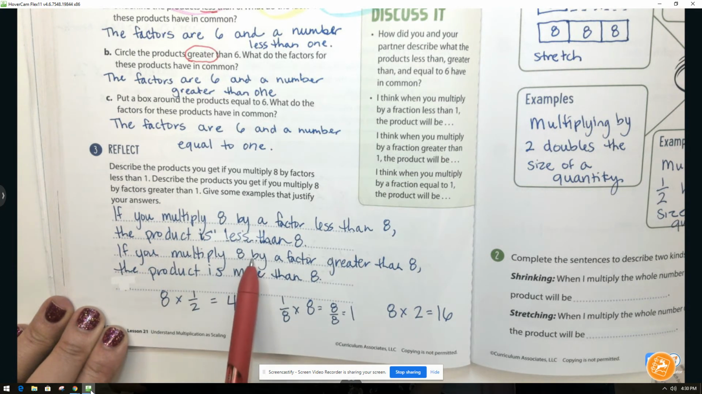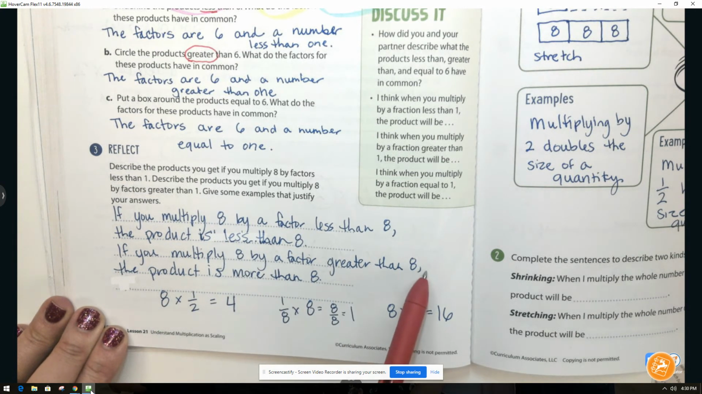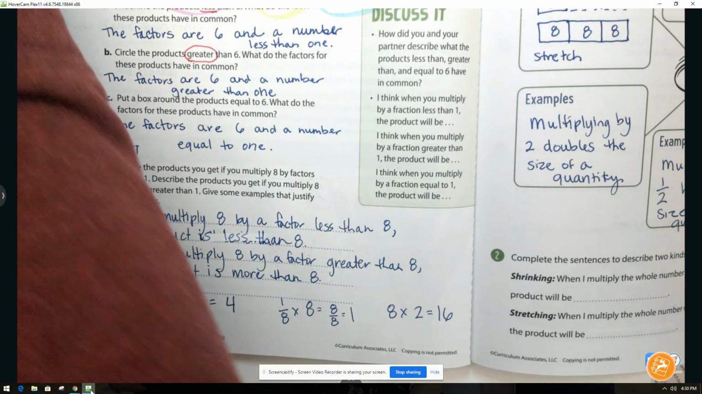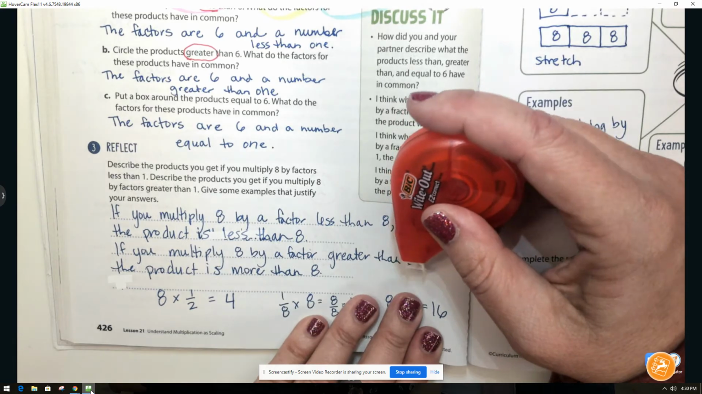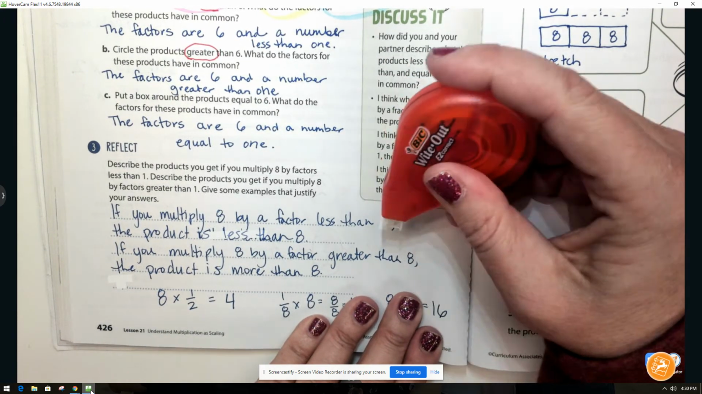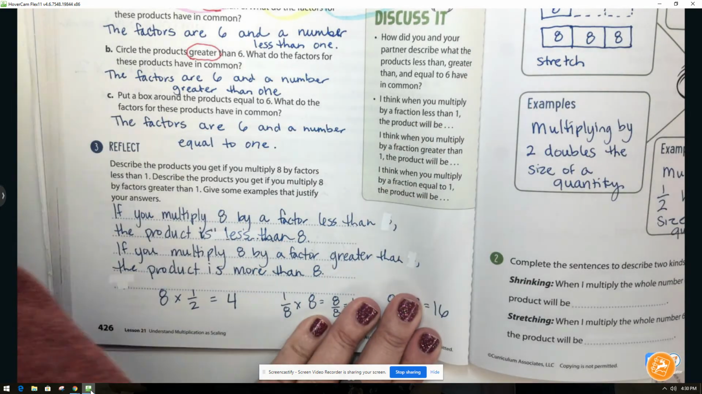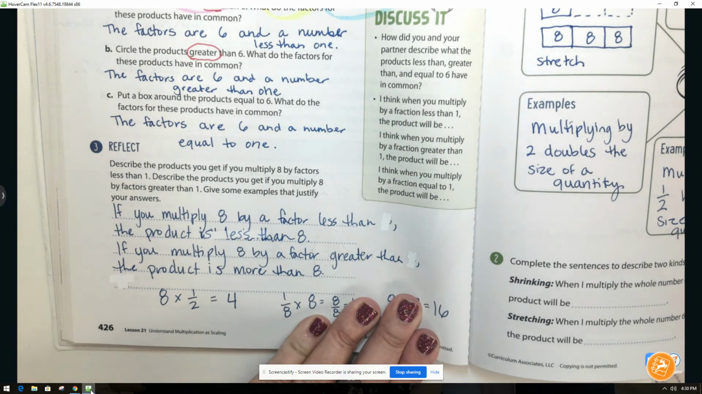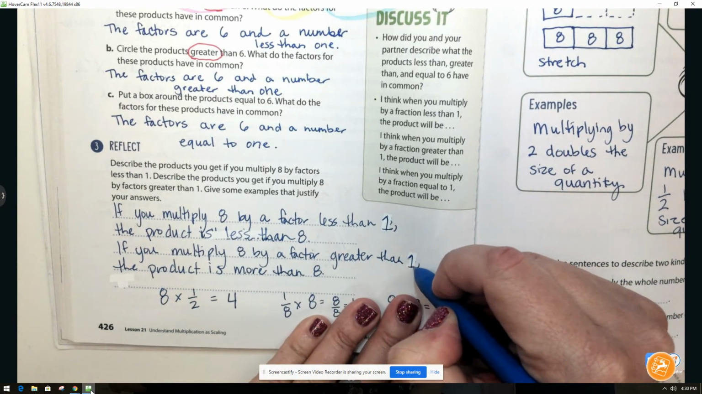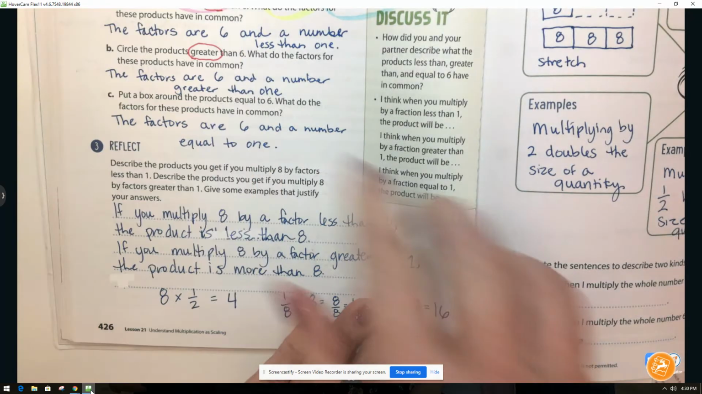If you multiply 8 by a factor greater than 1, not greater than 8. I must have been tired. I wrote that wrong both times. There we go. This is what happens when Mrs. McGuire is sleepy. I'm going to go ahead and start over at the beginning because I want to make sure I read that the right way.